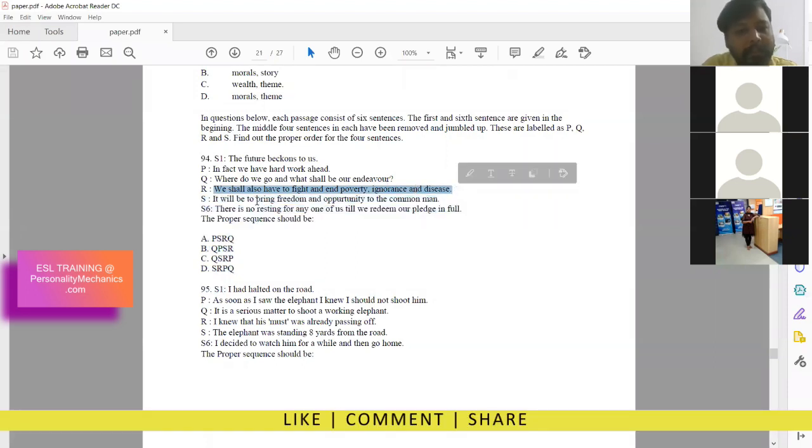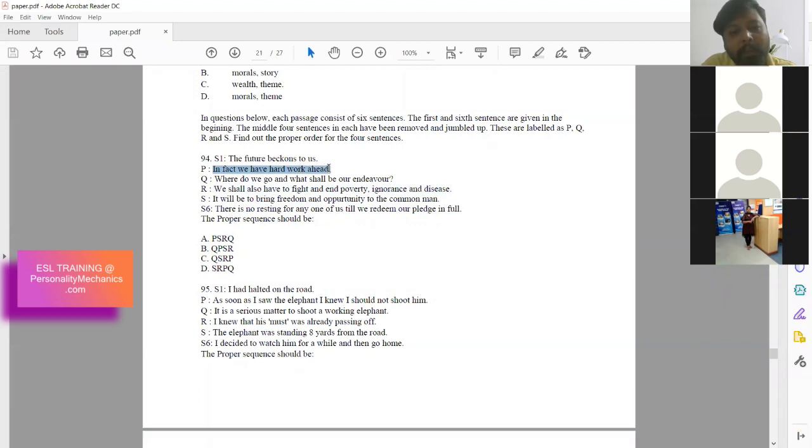That is, first we are trying to bring freedom and opportunity. Next, we are also fighting to end poverty, ignorance, and disease. And the last is going to be, in fact, we have hard work ahead. And the last is, there is no resting for any one of us till we redeem our pledge in full. And hence the answer should be Q, then S, then R, then P. QSRP, that is C option.